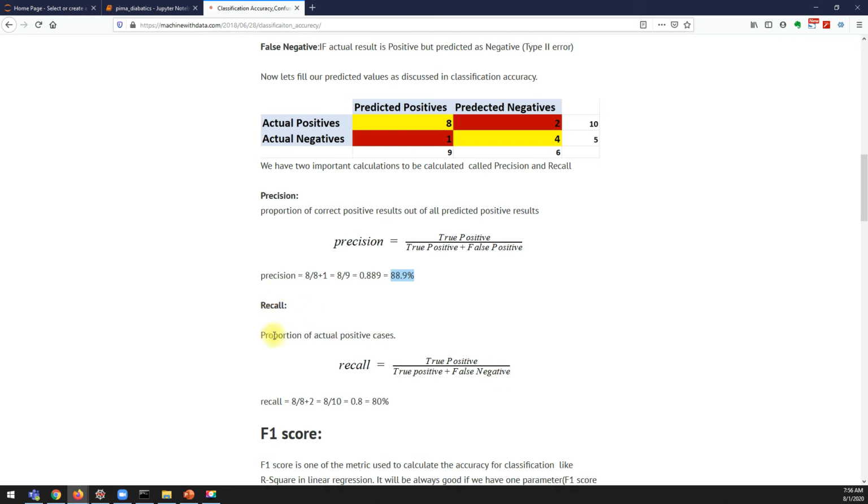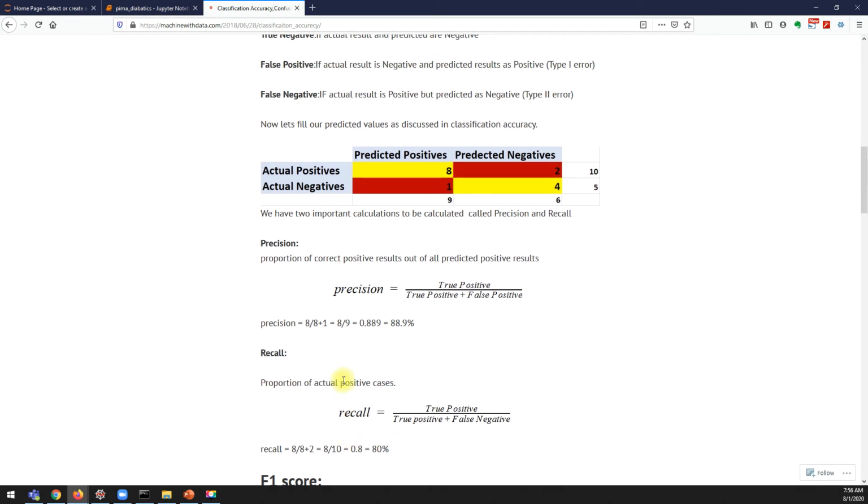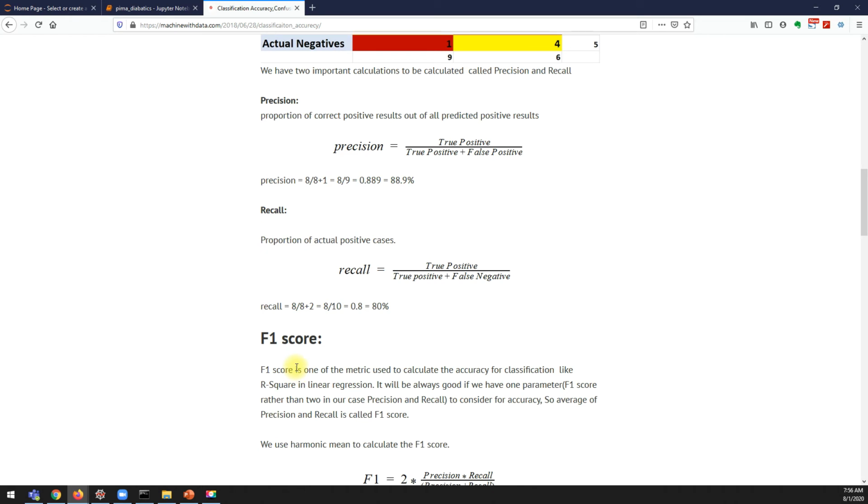And what is the definition of recall? The proportion of the actual positive cases. That's why in the denominator we have true positive, which is actually positive and predicted as a positive, plus false negative, which is supposed to be a positive but predicted as a negative. In our case it is 80% recall. So precision and recall are the widely used accuracy metrics in the classification world.